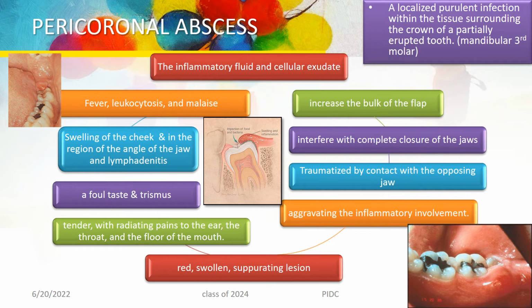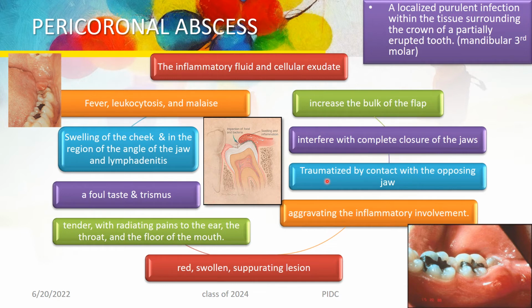So pericoronal abscess is a localized purulent infection within the tissue surrounding the crown of a partially erupted tooth, especially the mandibular third molar areas. This forms as inflammatory fluid and cellular exudate on the flap that is just above the third molar area, especially in an impacted tooth. Generally, when food substances get engorged between the flap and the tooth, it results in infection in this area. This infection projects itself as an increase in the bulk of the flap. When it is filled with abscess, it is called a pericoronal abscess.